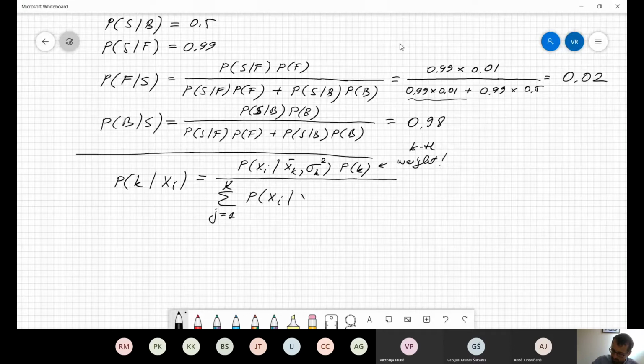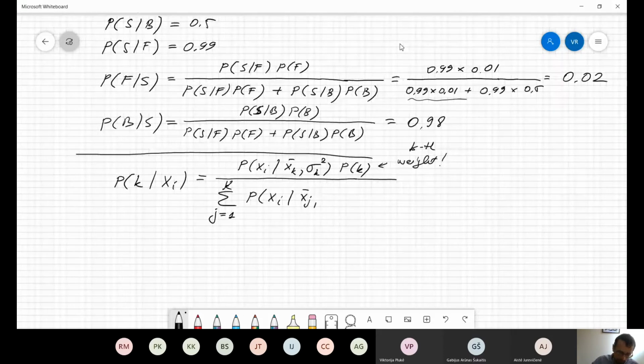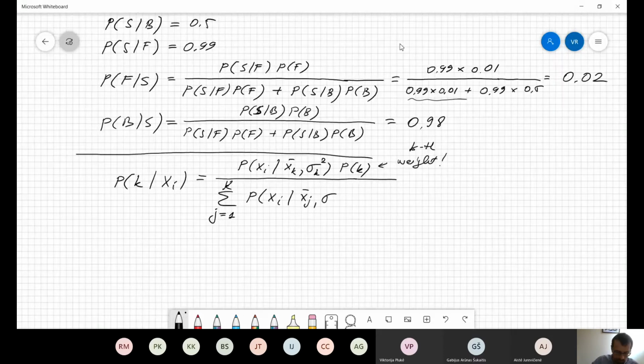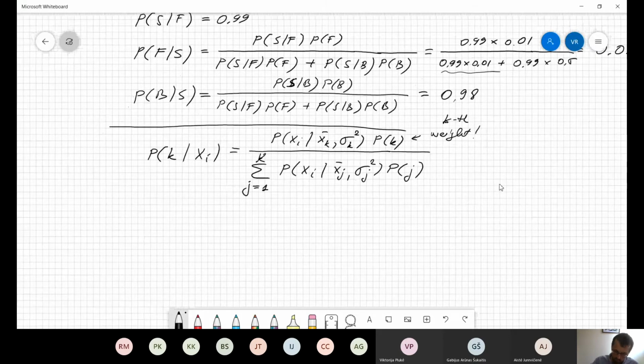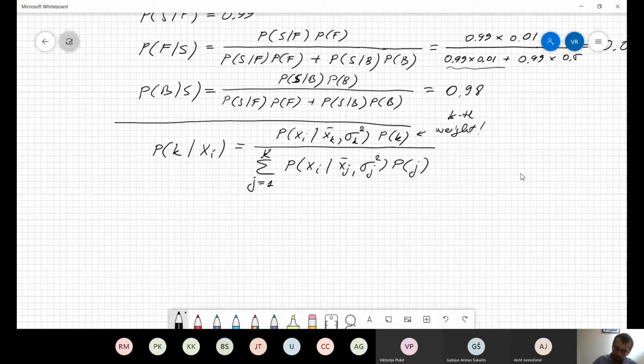So we need to sum it up, xi given the parameters of cluster j, and the probability weight of the j cluster. So basically, this is the simple ratio of being in a certain cluster, the specific cluster k, divided by the sum of being in all the clusters, following the Bayes theorem.